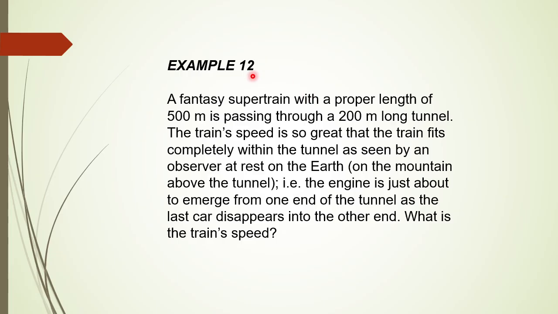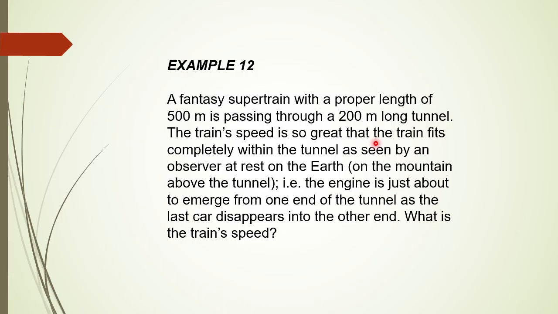Example 12 says there's a train with a proper length of 500 meters. That means when the train is stationary and I stand still beside the train and I try to measure its length, I'll get 500 meters. Now this train is passing through a 200-meter long tunnel, right? And the train speed is very, very great, so that from the perspective of someone on Earth, the train can fit the 200-meter long tunnel.